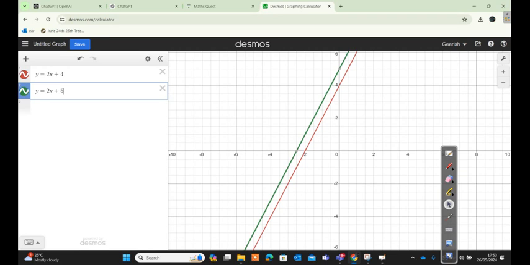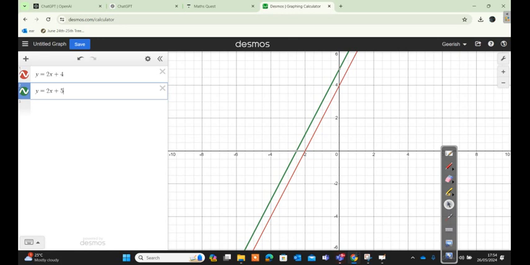So you can see that these two lines are parallel because they have the same gradient. Only the y-intercept changed. So for the green line, it's crossing the y-axis at 5. And I can see here that it's crossing at 5. You see, (0, 5). Whereas for the first one, it was crossing at 4. Okay? So that's how parallel lines look.